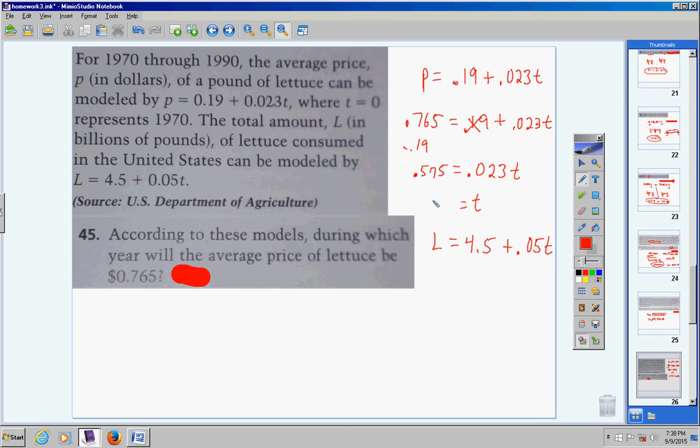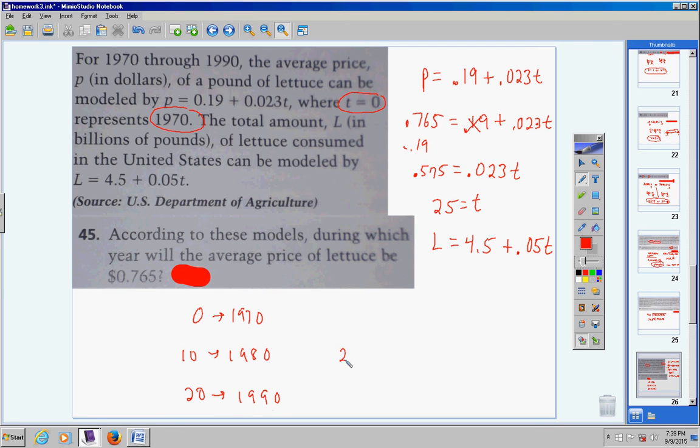Now, that's not your answer, because what does it say? What year will it be? Well, obviously 25 is not a year, so go back up here and think right here. T equals 0 corresponds to what year? 1970. Got it? So 0 corresponds to 1970. So 10 years later, that would correspond to what? 1980. So 10 years later would correspond to what?